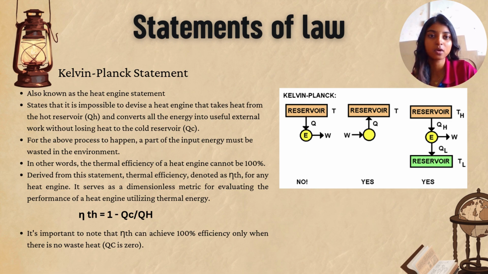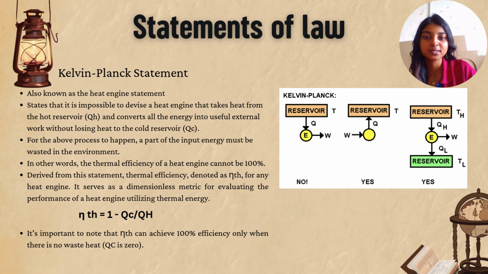Let's see statements of the law. Kelvin-Planck's statement, also known as the heat engine statement, states that it is impossible to devise a heat engine that takes heat from the hot reservoir and converts all the energy into useful external work without losing heat to the cold reservoir. For the above process to happen, a part of the input energy must be wasted in the environment. In other words, the thermal efficiency of a heat engine cannot be 100%.